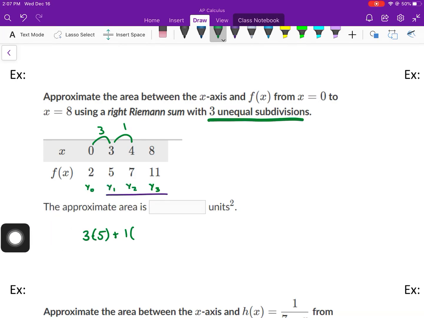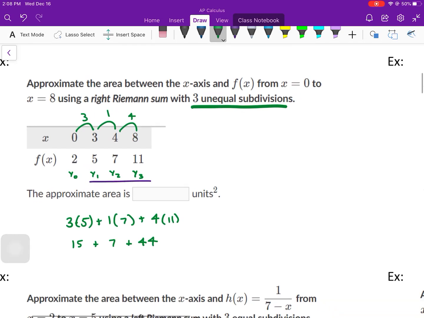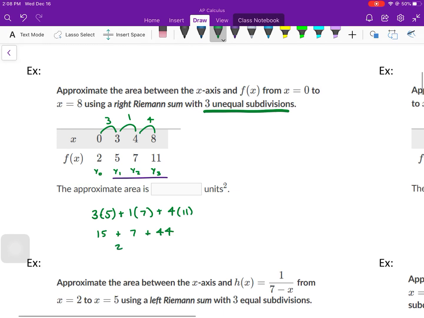And then we're going to use the next y value there. Plus, from 4 to 8 is 4 times 11, this y value. So notice I just used 5, 7, and 11. 5, 7, 11, and then these are our bases to the rectangles. 15 plus 7 plus 44, and that's going to be 22 plus 44, giving us 66.